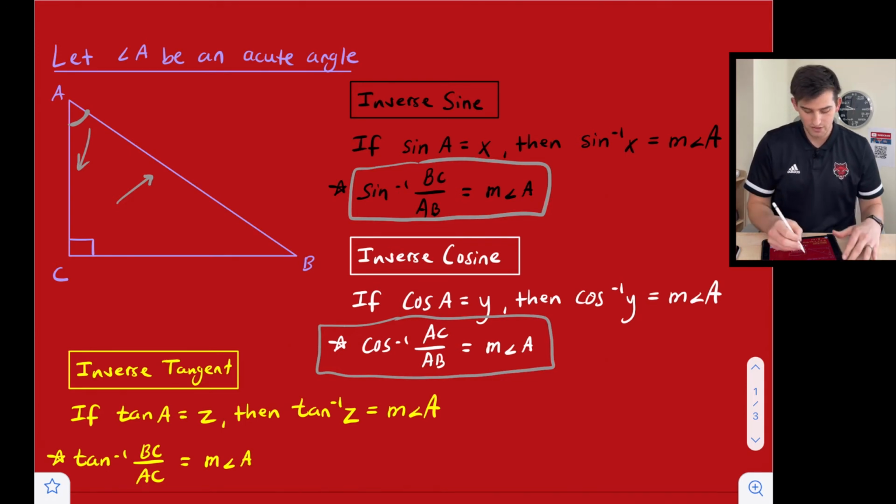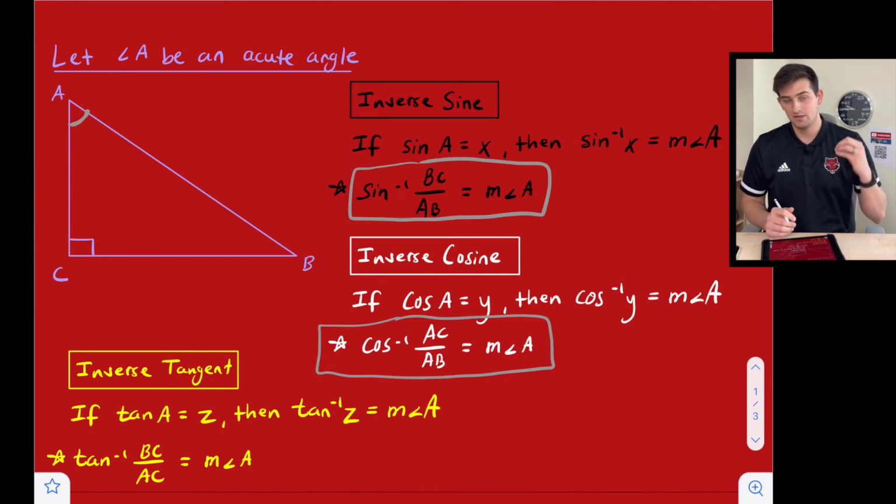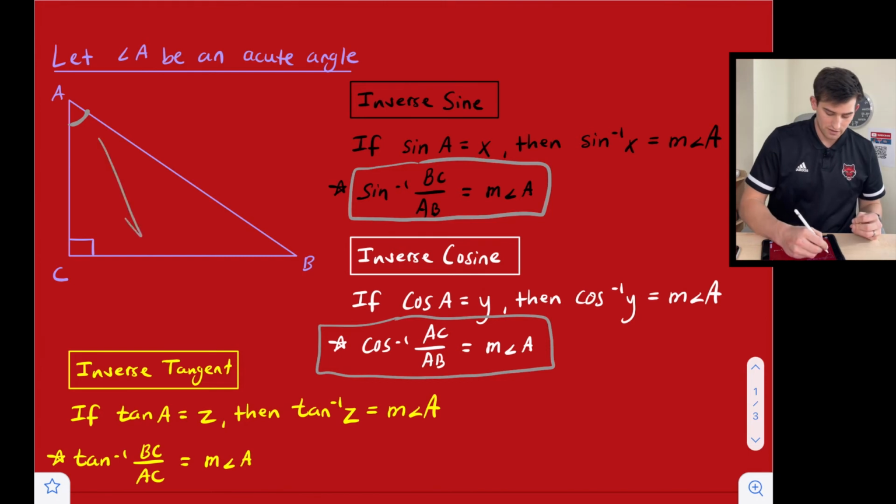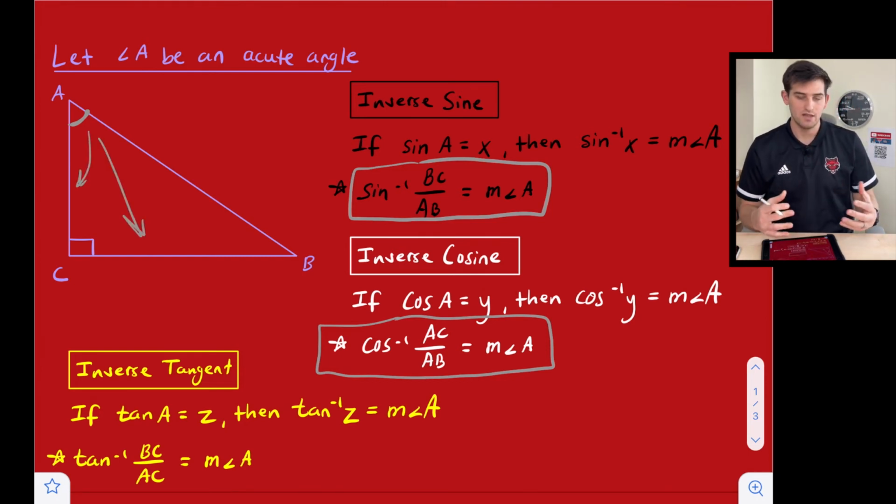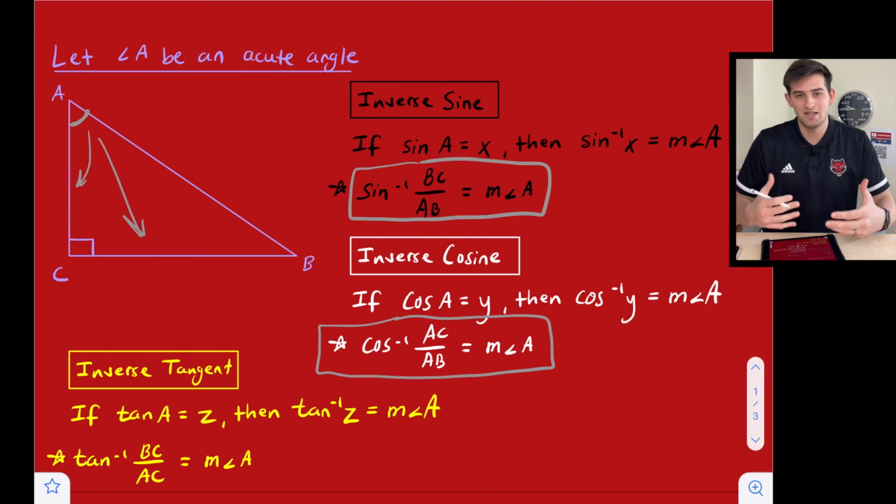And for tangent, we're still going to do opposite over adjacent, but now we would type in second tangent to get the inverse tangent. We would do opposite, which is BC, over the adjacent, which is AC, and that would give us the measure of angle A. So we can use inverse sine, inverse cosine, or inverse tangent, any one of those trig ratios, to find the angle A. It just depends on what information is given to us in our right triangle.